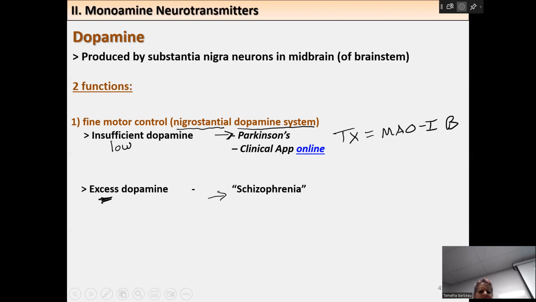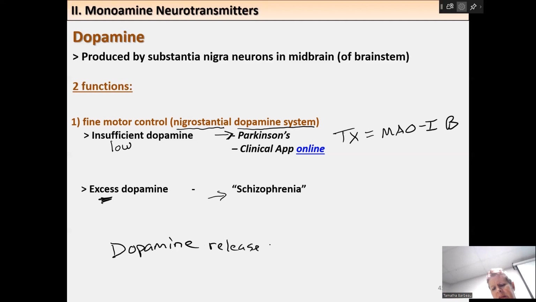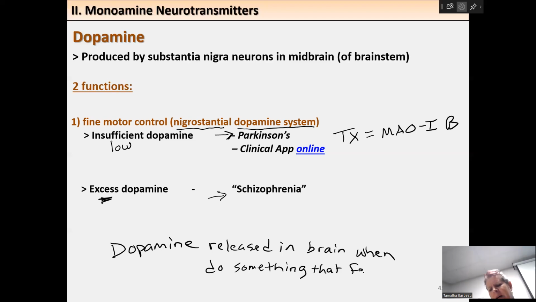All right. Now, also not shown here, dopamine is released in the brain when you do something that feels good. You're going to encounter addiction as nurses, and we're just going to end by talking about this because it's a real problem. You've got to spot it.